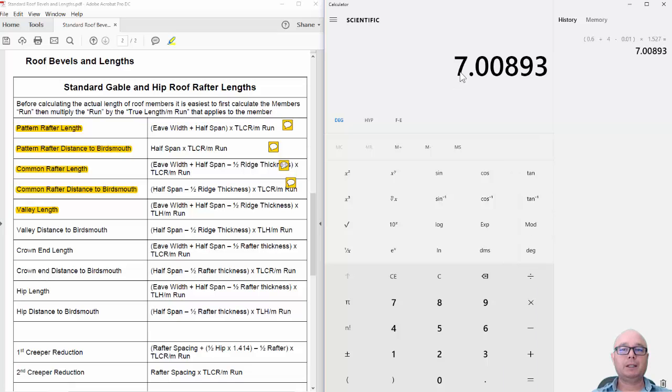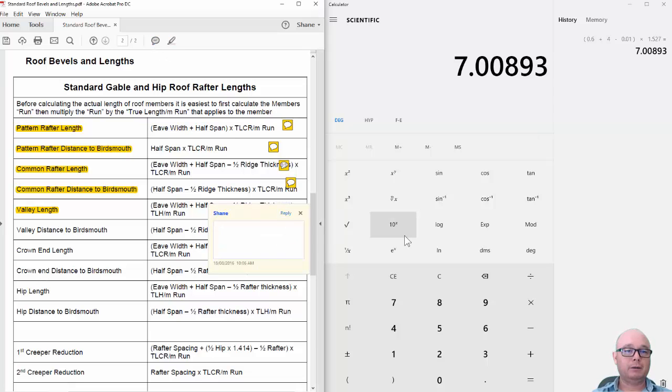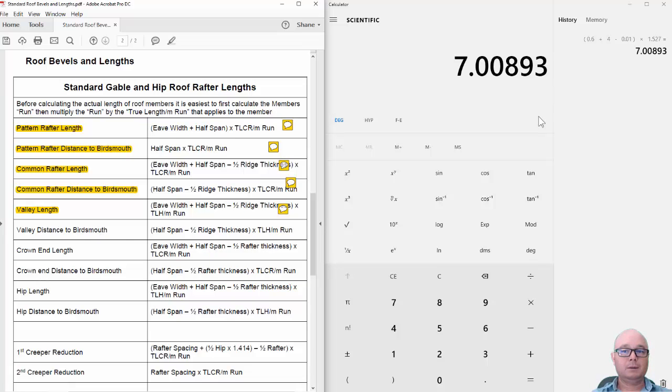So the length for our valley is 7 metres 9, because the 9 would round up the 8 to a 9 with 3 decimal points. So I'll just input that with a sticky note. The length of the valley is 7 metres 9. There it is there. So I'll just clear that before I do the next calculation.